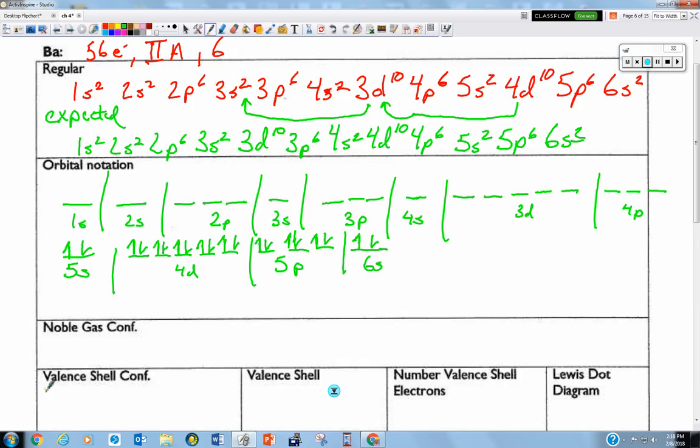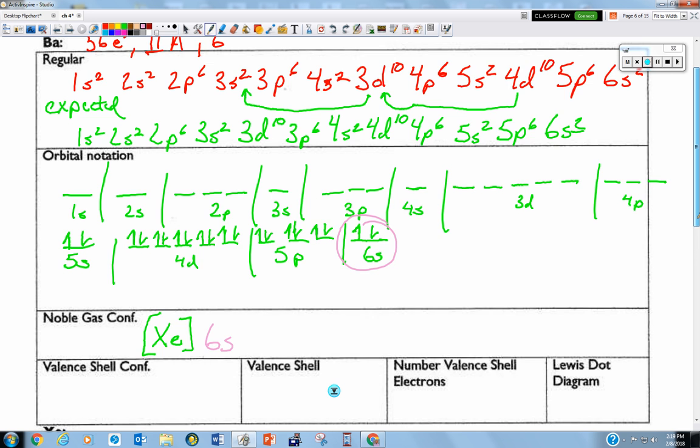Noble gas. So find barium. Barium's in the 6th row. The noble gas on the 5th row is xenon. So our noble gas configuration is going to be the highest level, and in this case we don't have a P to go with it, so our noble gas configuration is xenon 6S.